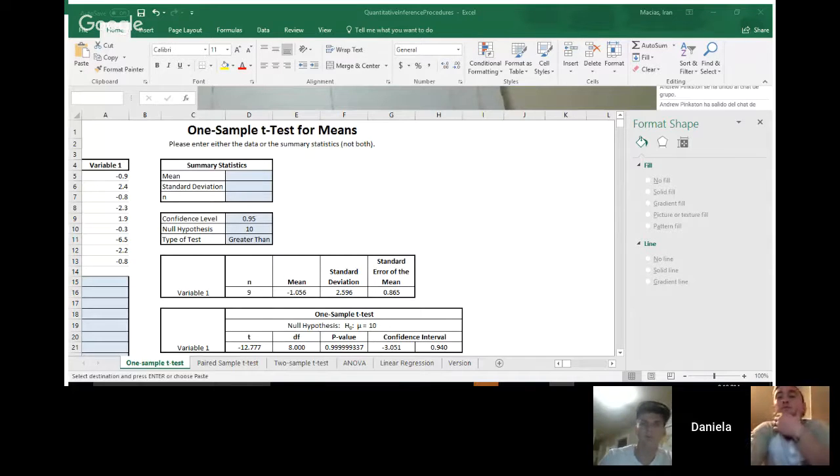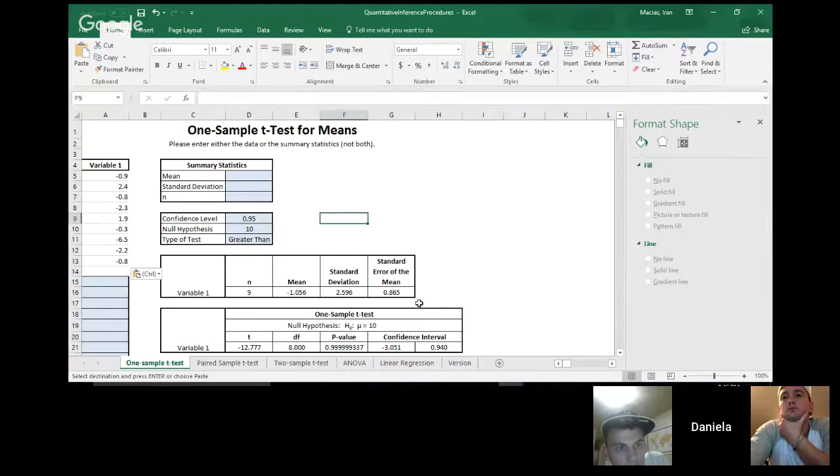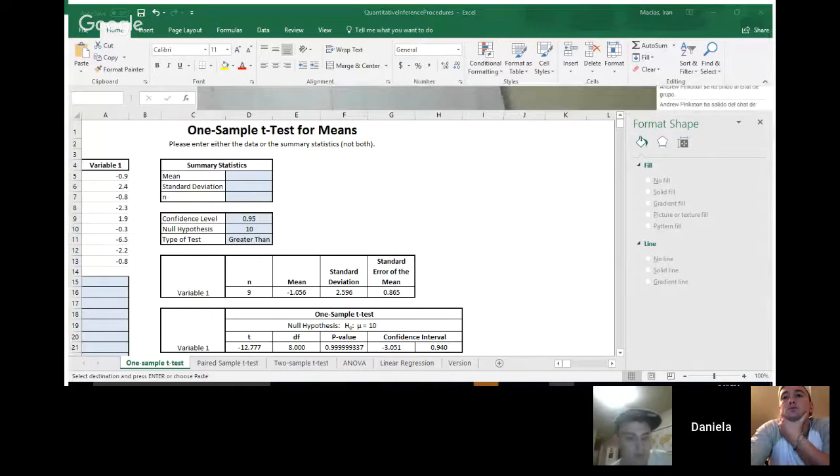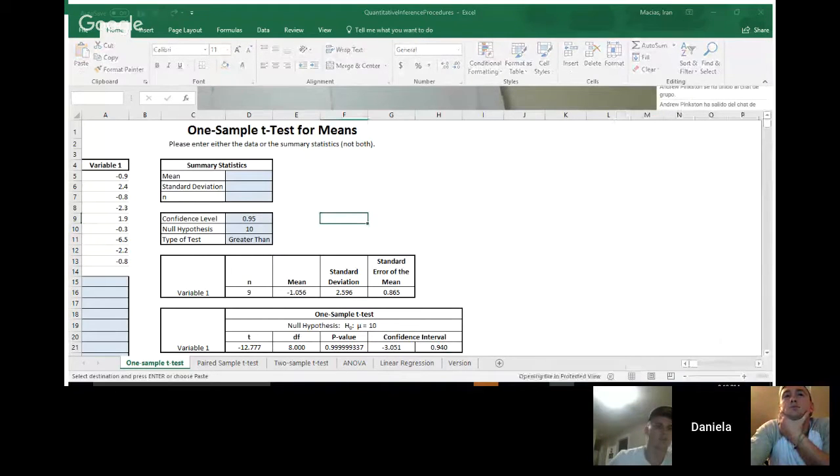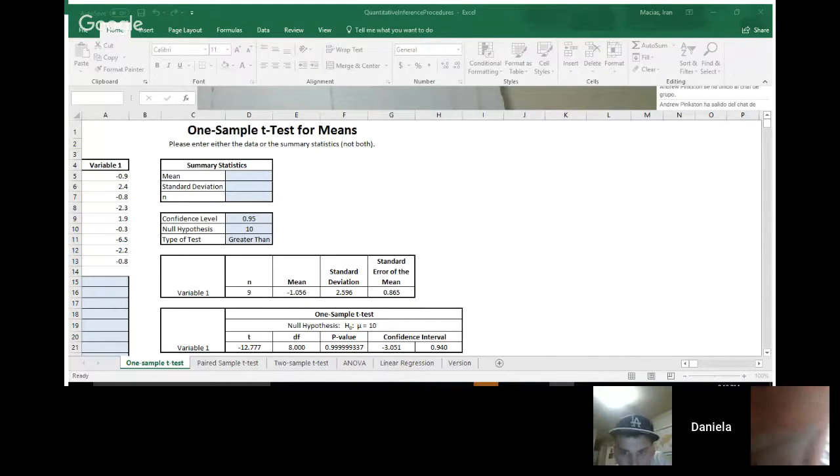Yeah. So Daniela, when you put it into the Excel sheet, variable 1 is supposed to be the pre-test, right? Yeah. Okay. And the n is 20, right? N equals 20? Oh, yeah. Okay.